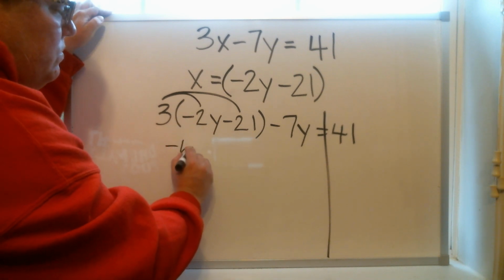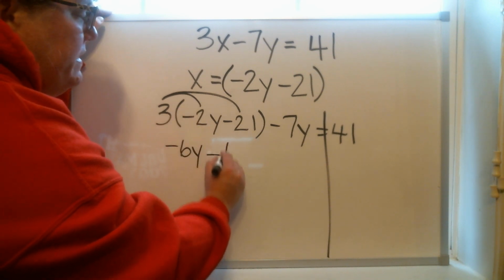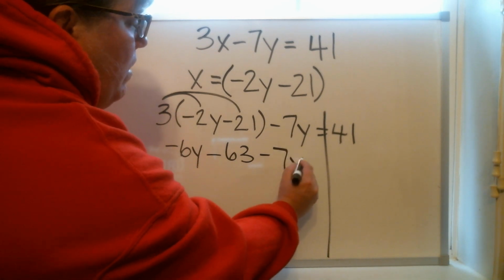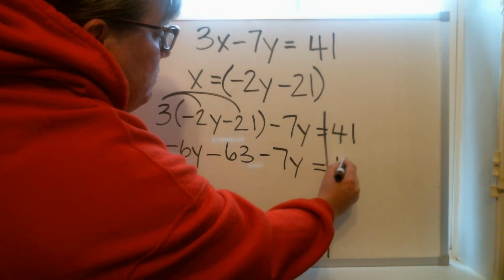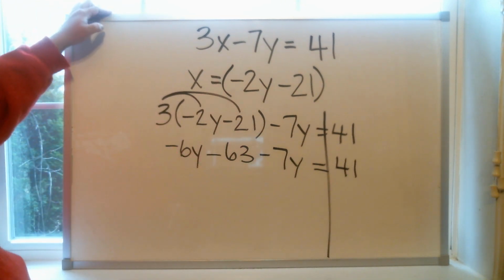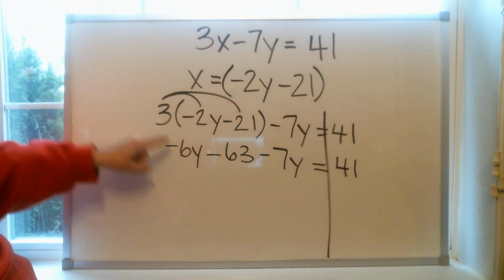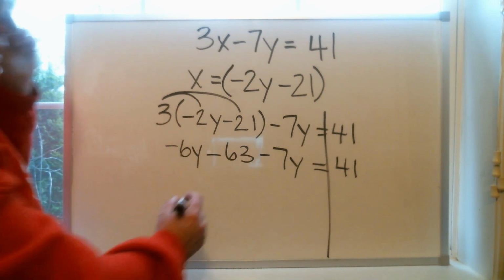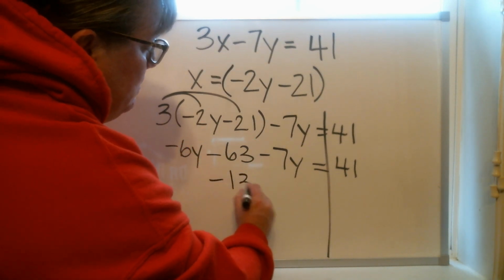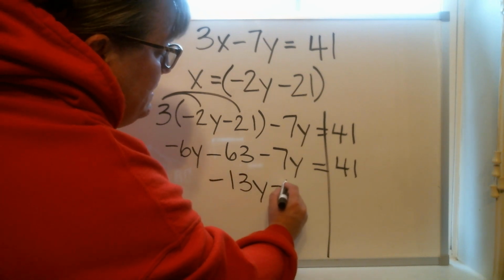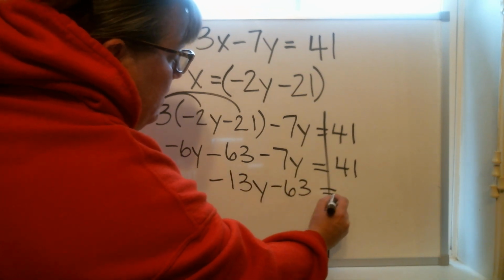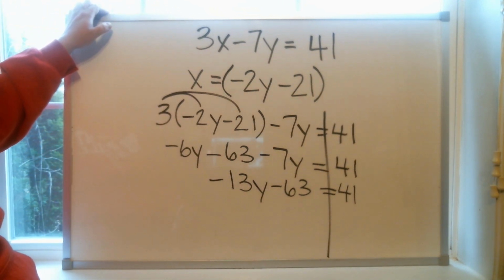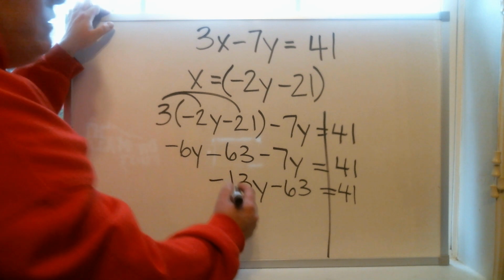Negative 6y minus 63 minus 7y equals 41. Okay, and if I look over here, I've got a negative 6y and a negative 7y. So together I have negative 13y's minus 63 equals 41. Okay, so finish it up. I need to add 63 to both sides.